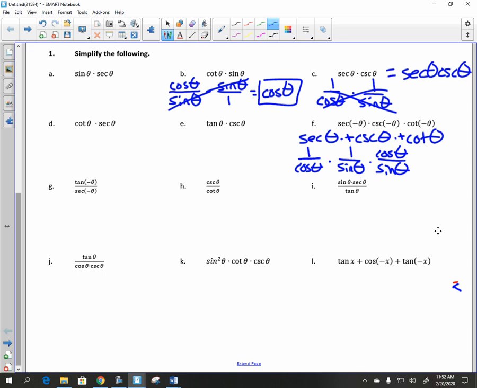So what happens? Cosines are gone. What are you left with? 1 over sine squared. Anybody want to guess what 1 over sine squared is? Well, 1 over sine is cosecant, so 1 over sine squared is cosecant squared.